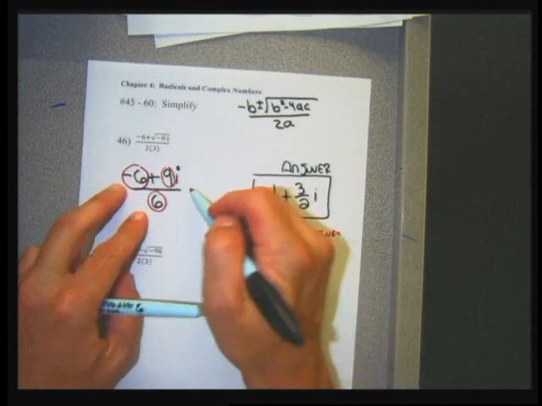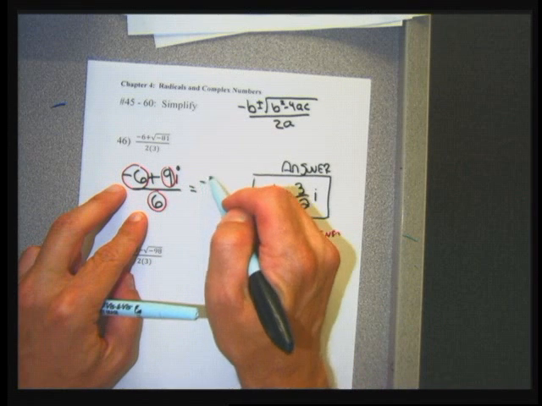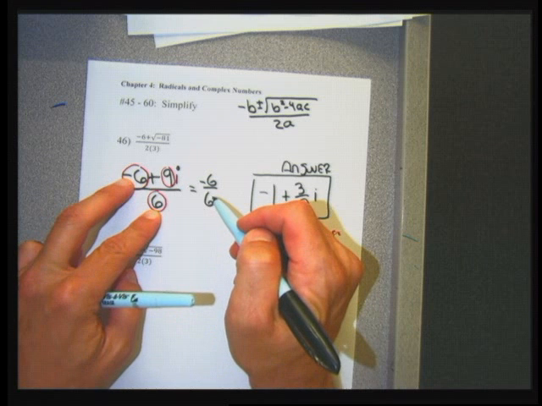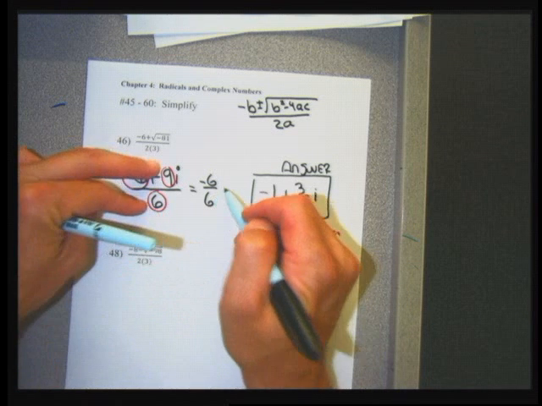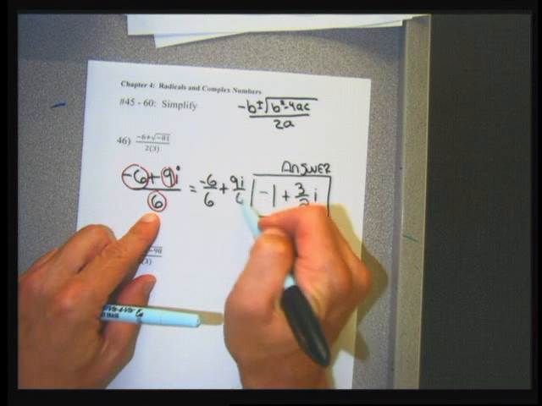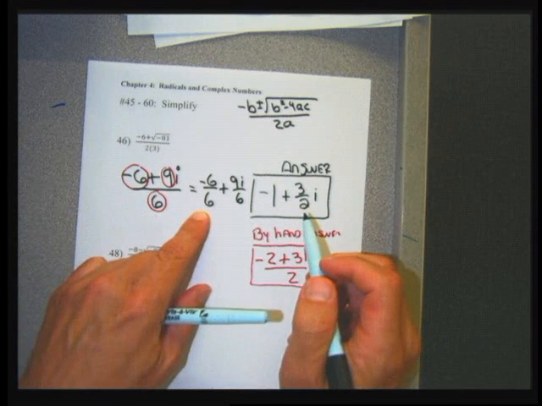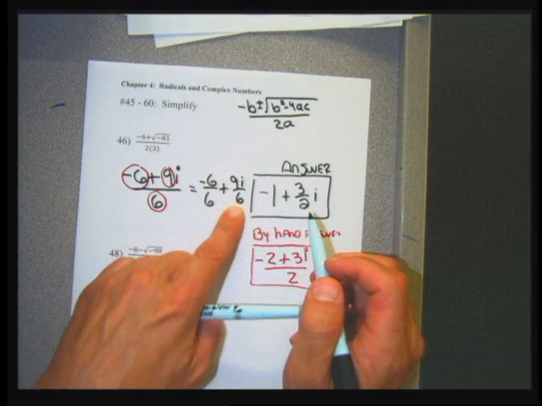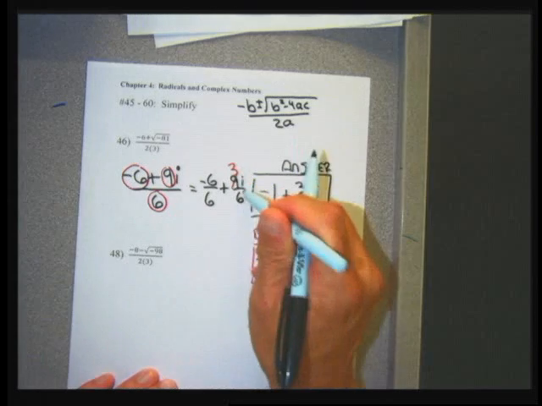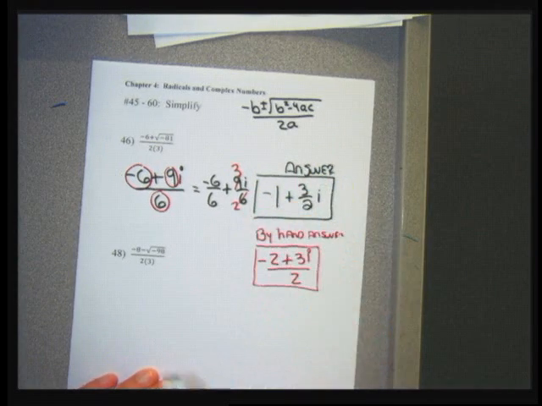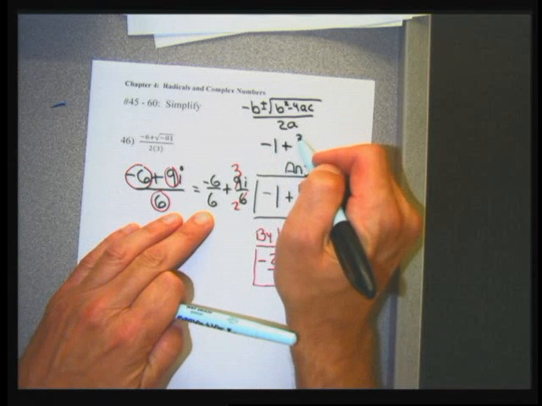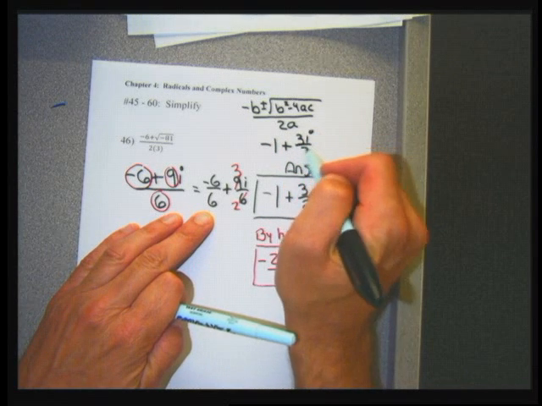I would have made two fractions. The first fraction would have been negative 6 over 6, taking the left part of the numerator, writing it over the denominator. The second fraction would have a plus sign from this plus sign, and then 9i over 6. The negative 6 over 6 gives me the negative 1. The 9i over 6, when you reduce, 9 divided by 3 is 3, and 6 divided by 3 is 2. So this thing by hand, I'd get a negative 1 plus a 3i over 2.